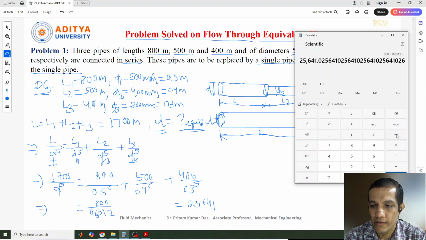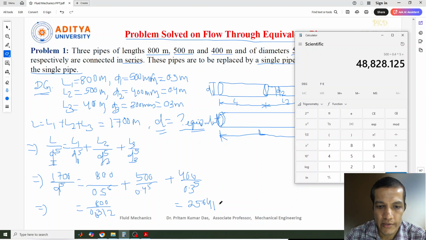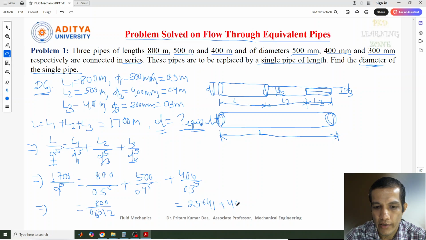Now similarly we can go for the other values directly. We can write 500 divided by 0.4 to the power 5, which is 48,828. Similarly, these other values we can write here. And here we can write 1700 divided by D to the power 5.